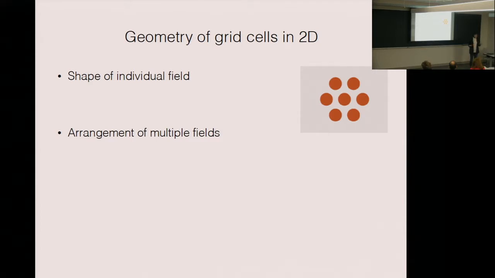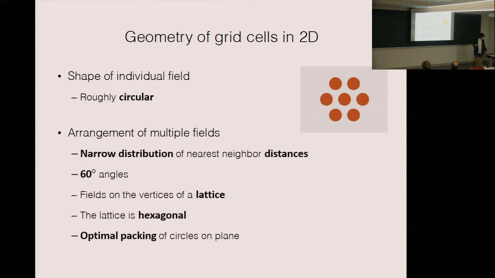So grid cells. What would grid cells look like in 3D? Let's talk about what grid cells look like in 2D. What's the geometry? We can talk about the shape of the individual field, and then the arrangement of multiple fields, how they're arranged in space. In terms of the shape, we know that in grid cells we see roughly circular fields. And how they're arranged in space, there are a few properties that I can think of.